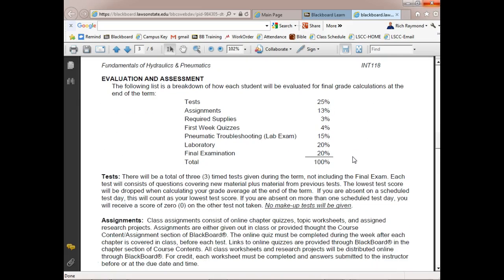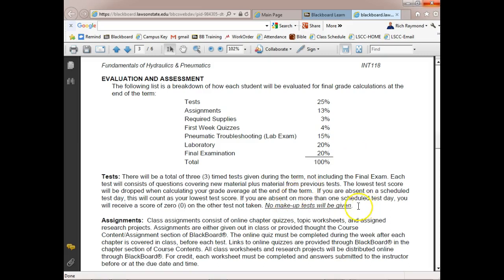Then this is the scale that you're graded on. By the way, on Blackboard, when you go to your grade book, there'll be a listing of each one of these as a unit, what you make on your test. And this is the percentage each one of them counts toward your grade.